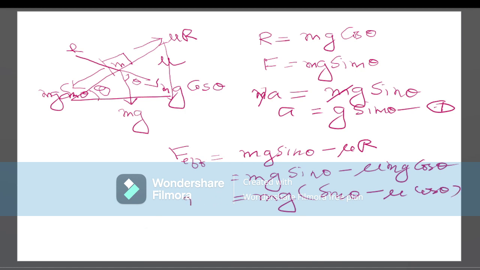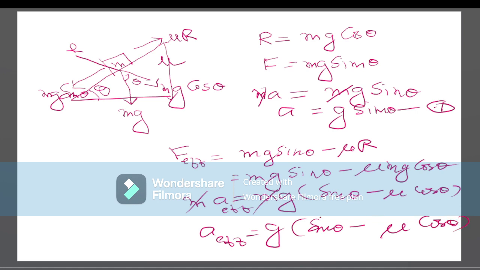So now again, this is m a effective, that is the effective acceleration of the body. So m will get cancelled out. So simply a effective is g times sine theta minus mu cos theta. Now, this is the case where the body is moving downward. That means mg sine theta is greater than mu R. Now, if mu R is greater than mg sine theta, then the body will not move. Now, if you push the body up the plane, the case will be different, which I will discuss in the next slide. Thank you.